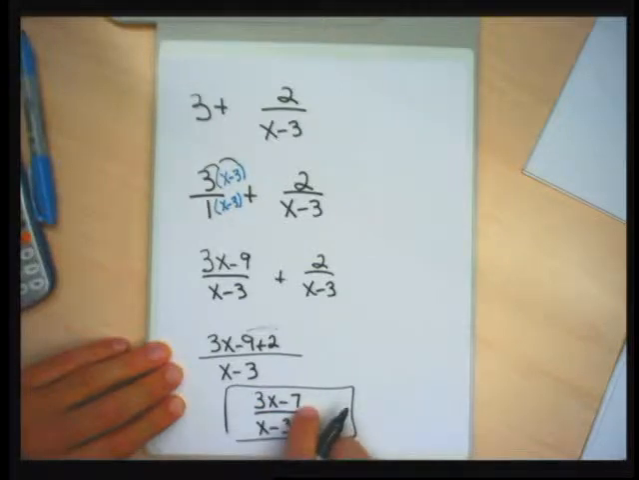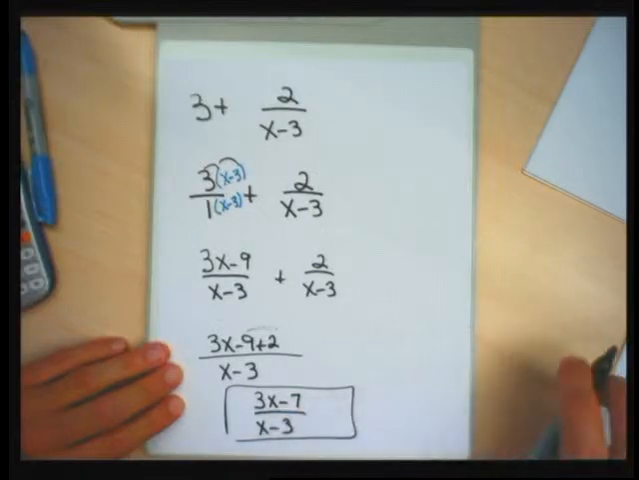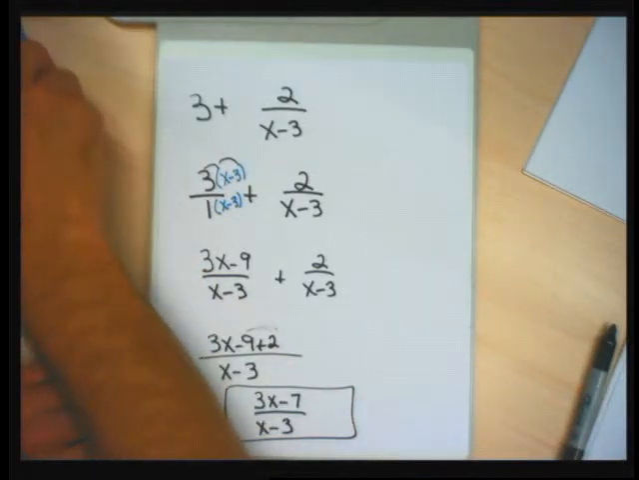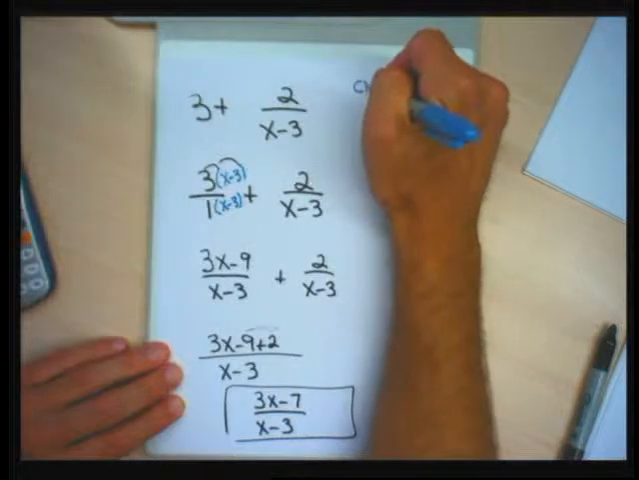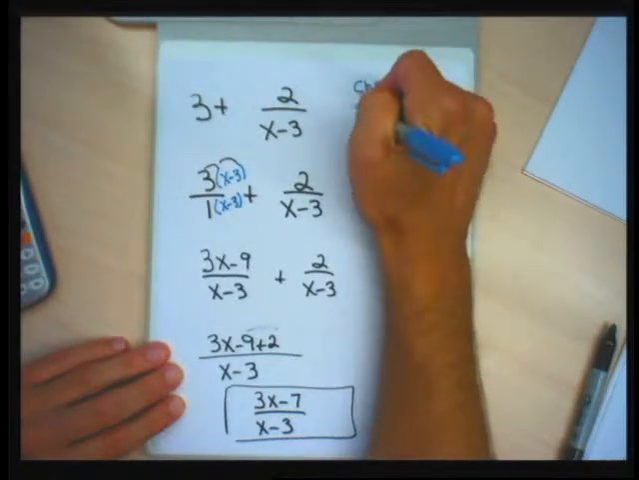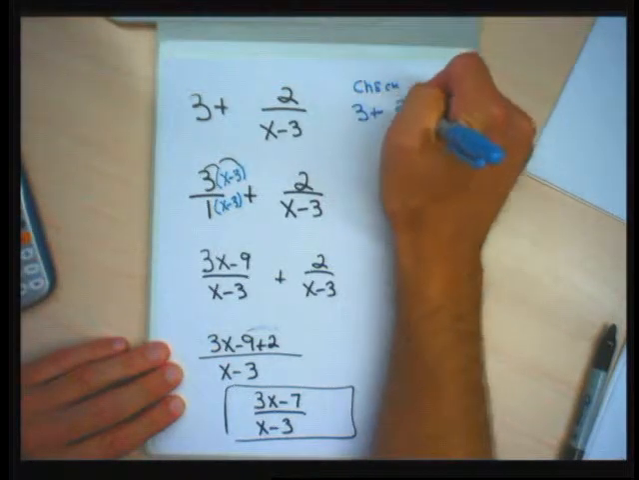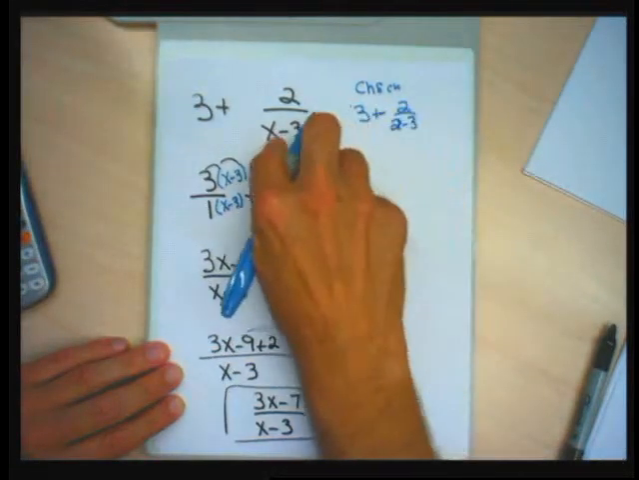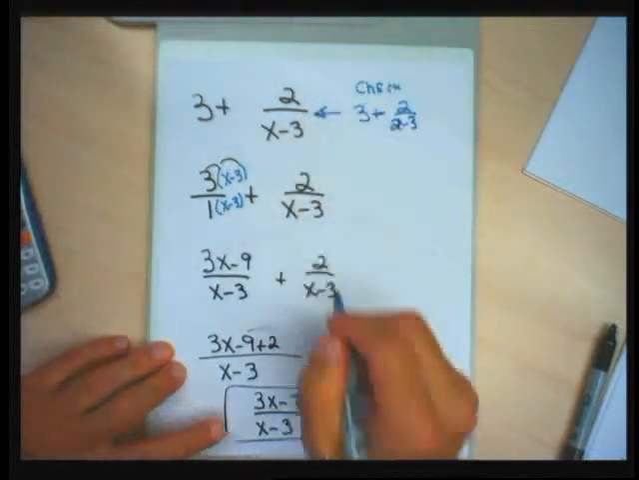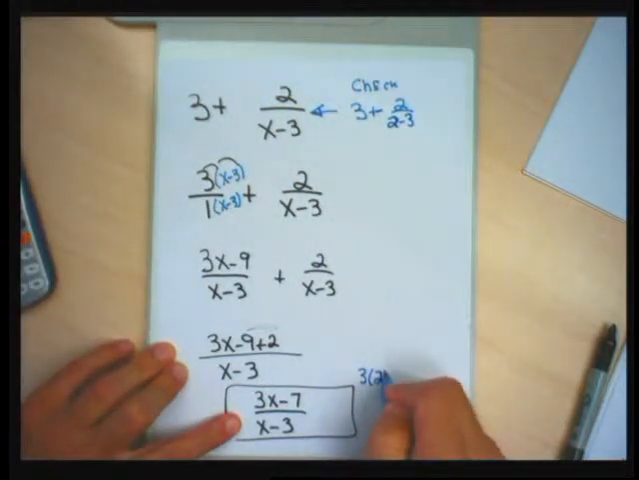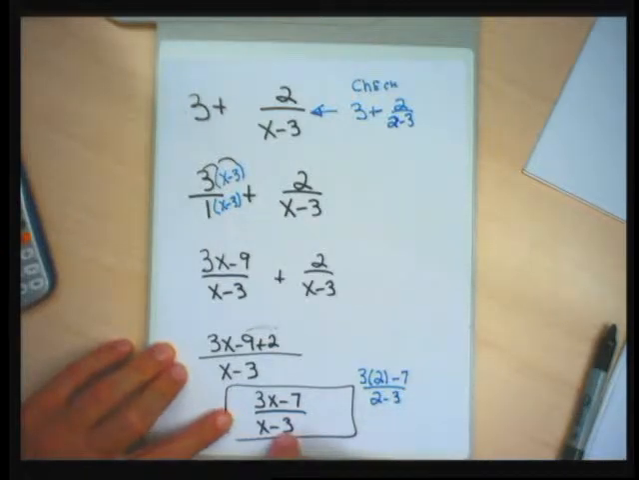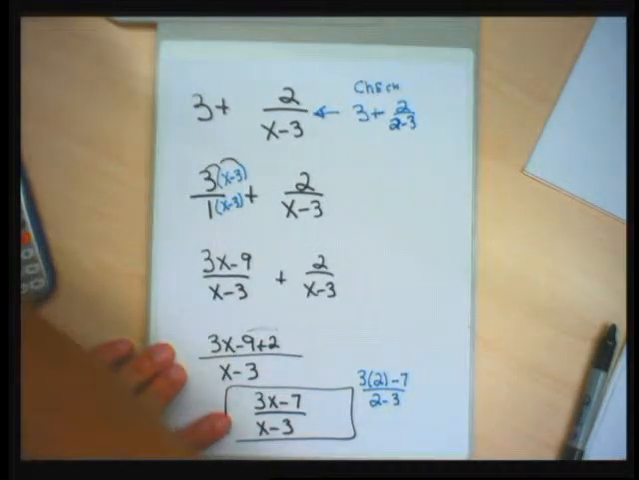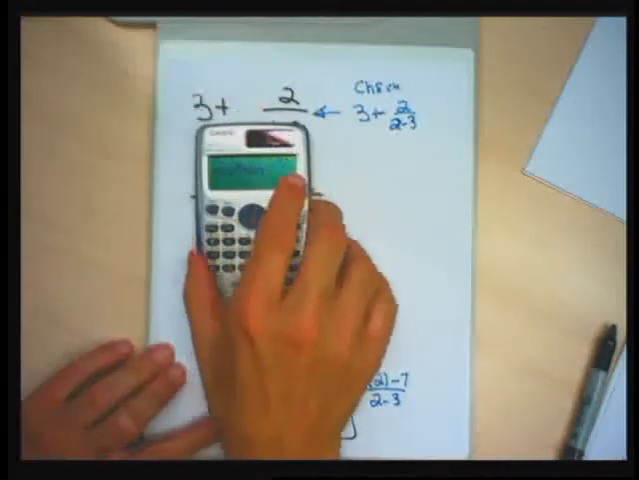This doesn't have a common factor, so it doesn't 1 parentheses factor. It doesn't have an exponent, it doesn't 2 parentheses factor. I think I can plug 2 in for my checking. So I'm going to check. I'm going to go 3 plus 2 over 2 minus 3, plugging in a 2 for that x in the original problem. And I'm going to go 3 times 2 minus 7 over 2 minus 3, plugging in a 2 for that x in my answer. And I'm going to see if they line up perfectly. So I should get the same result.